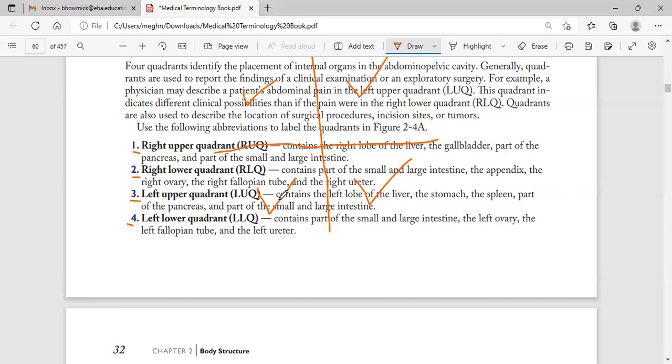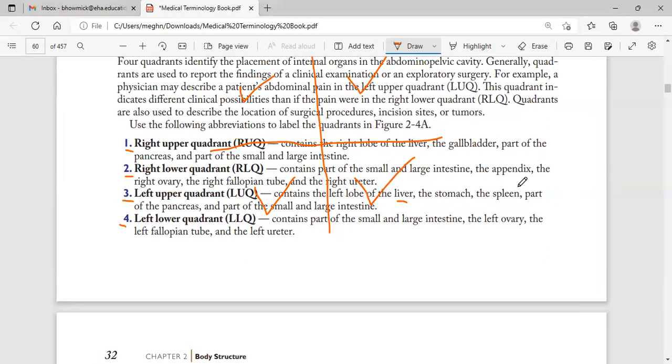Left upper quadrant contains the left lobe of the liver, stomach, spleen, part of the pancreas, and part of the small and large intestine. And the left lower quadrant contains part of the small and large intestine, left ovary, left fallopian tube, and left ureter. So for the NCLEX-PN and board exams, if a question comes like this, you have to answer. Okay.